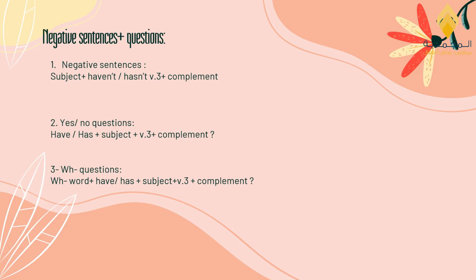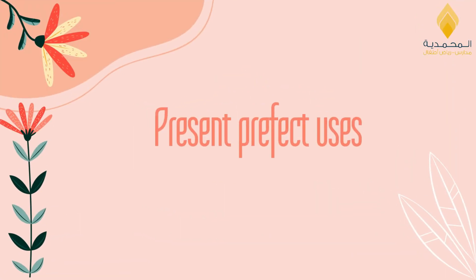So for a negative sentence, we are going to use haven't or hasn't. For a yes or no question, all you have to do is to switch between the auxiliary and the subject, so it's going to start with have or has. A WH question starts with the WH word followed by have or has, subject, verb 3, and complement. This is for all four: affirmative and negative sentences and the questions in the present perfect. Now let's talk about the uses of the present perfect. When do I use the present perfect?